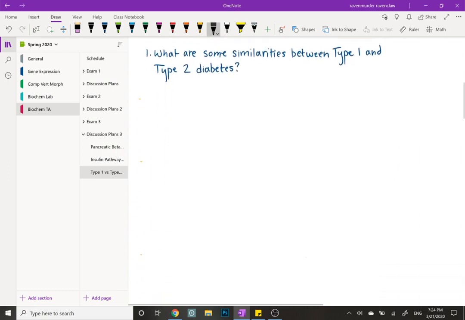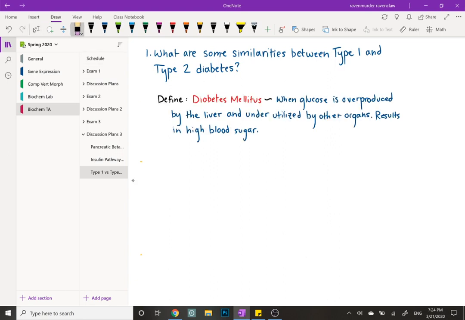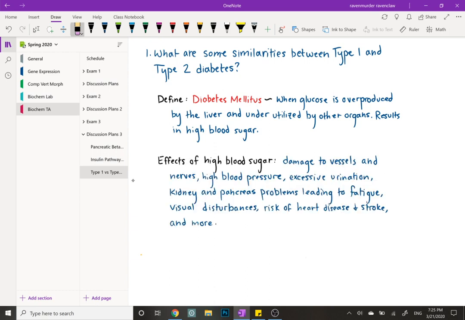So first, we're going to go over some of the similarities between type 1 and type 2 diabetes. To do that, first we're going to define diabetes. It's when glucose is overproduced by the liver and underutilized by other organs. This results in high blood sugar, and high blood sugar can have a lot of bad effects.